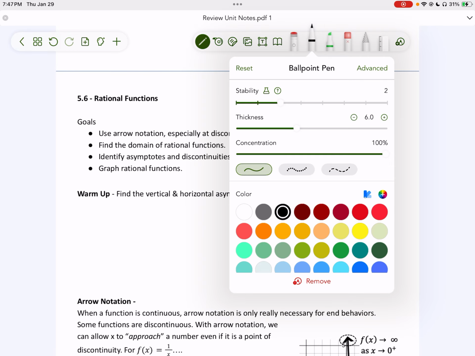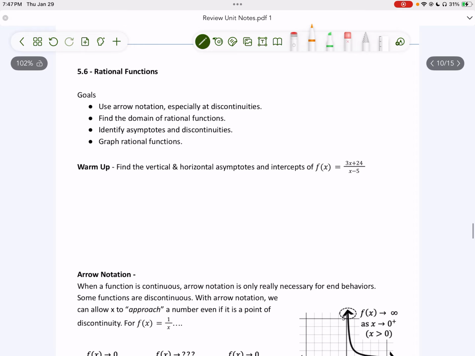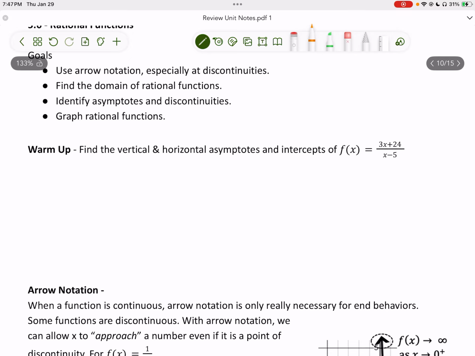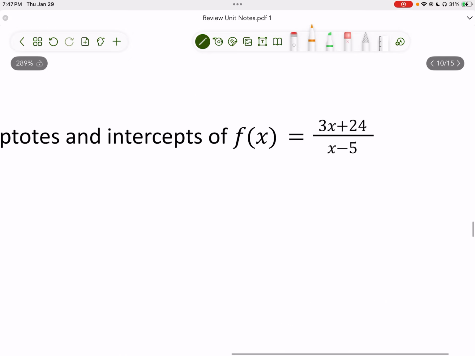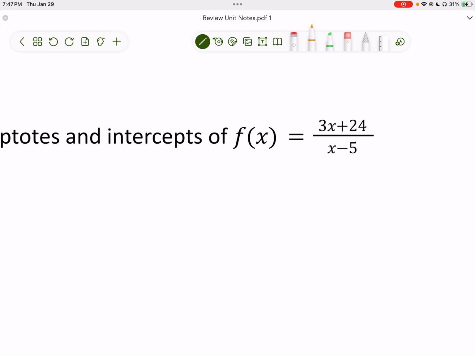If you remember from college algebra, we have found vertical and horizontal asymptotes as well as x and y intercepts. So jumping right in with our warm-up question, if we want to find our vertical asymptote, we know that it's down here. This is our vertical asymptote. So if you set this equal to 0 and solve, you get x equals 5.